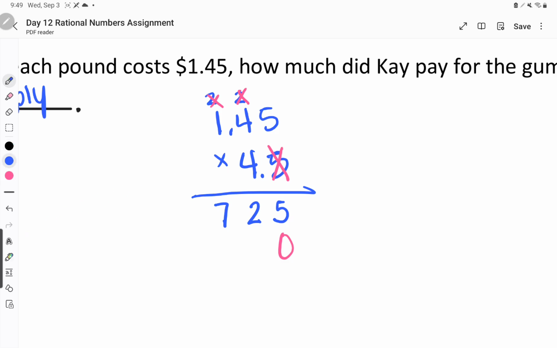And then we have, once again, 5 times 4. What's 5 times 4? 5 times 4 is 20, so I write down a 0, carry my 2. Then we have 4 times 4. 4 times 4 is 16, plus the 2 gives us 18. So we write down an 8 and carry our 1, and then we do 1 times 4. 1 times 4 is 4, plus the 1 right here gives us 5.